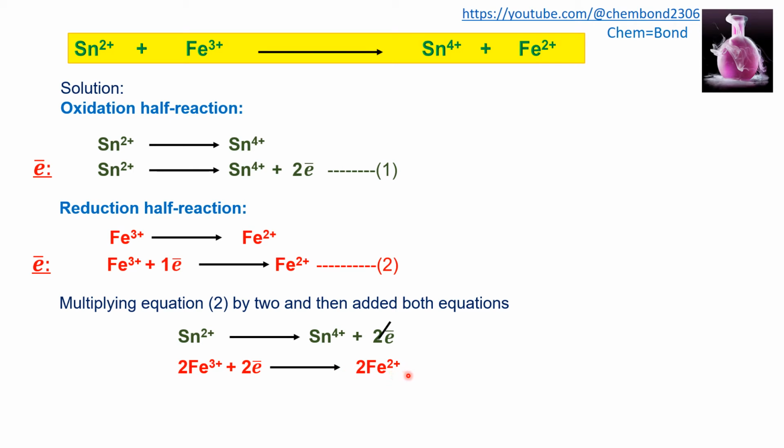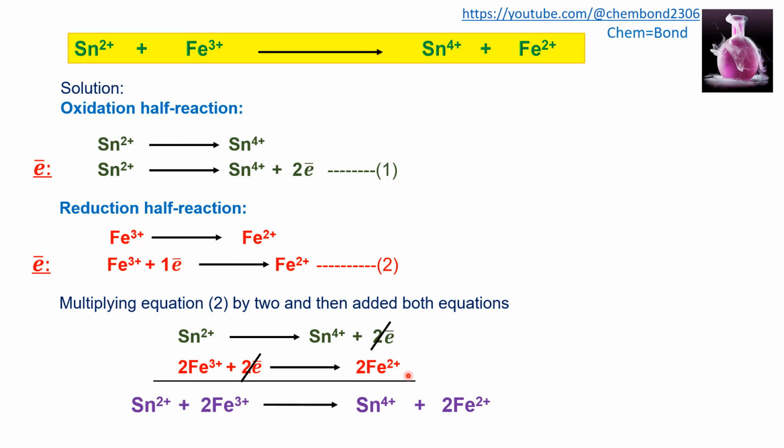We will add both the equations. So the electrons on both sides will cancel out, and we will get tin plus 2. It will combine with 2 ferric. It will produce tin plus 4 and 2 ferrous.